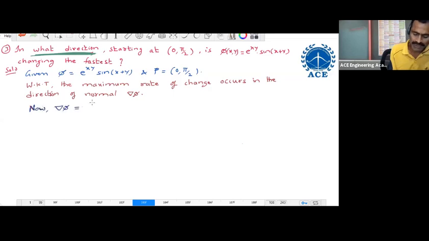Now del phi equal to phi with respect to x into i bar. Differentiate this phi partially with respect to x. Product of two functions, UV rule.